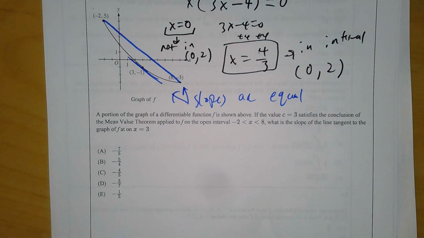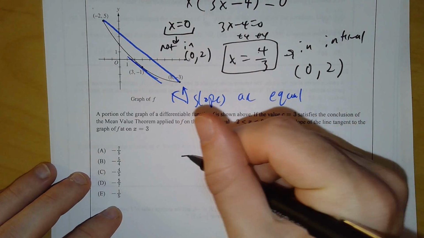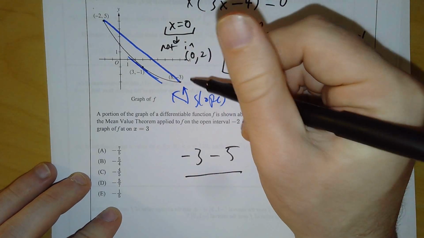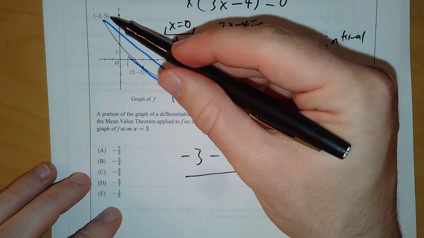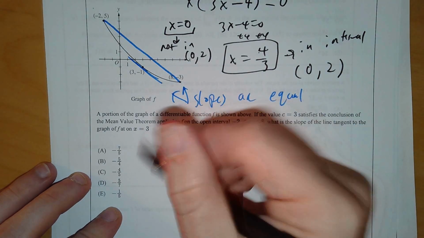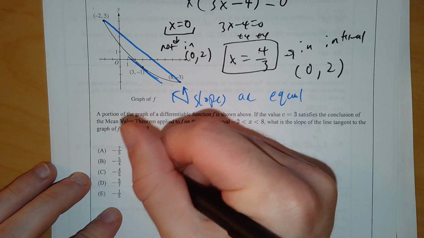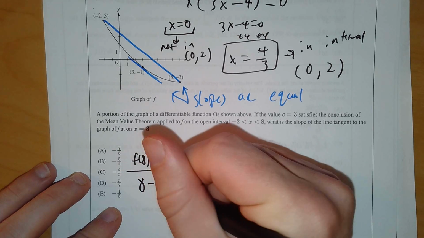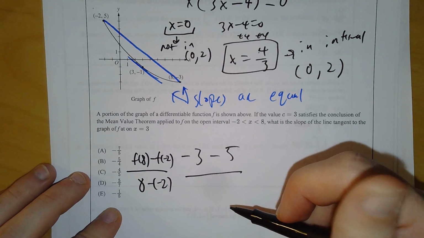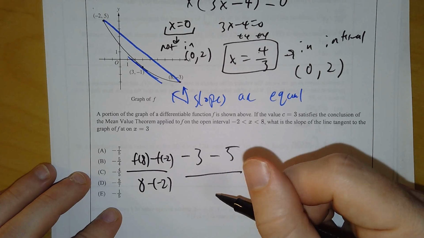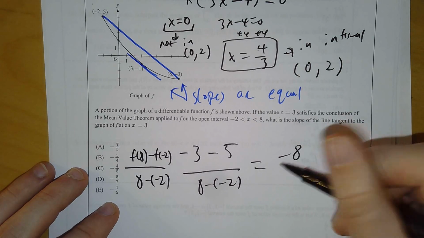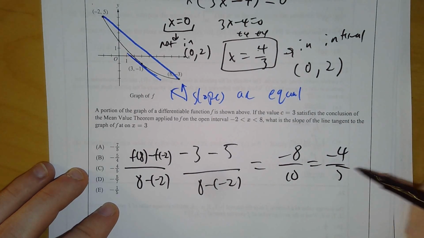So the average rate of change here is going to be -3 minus 5 over, right, this is my f of b, f of a. It's f of 8 minus f of -2 over 8 minus -2, which is -3 minus 5 over 8 minus -2, which is going to be -8 over 10, which is -4/5. So it's got to be C. It's 20 done.